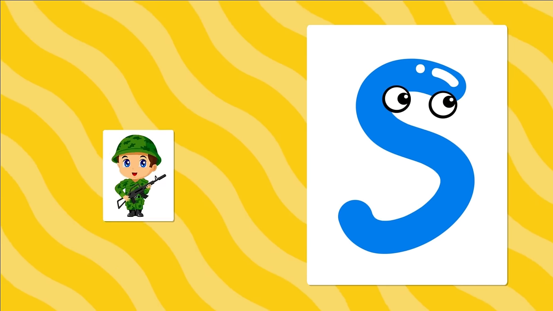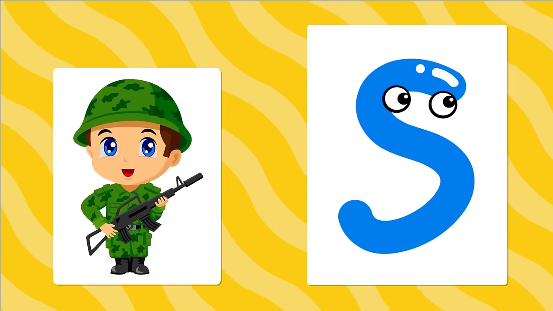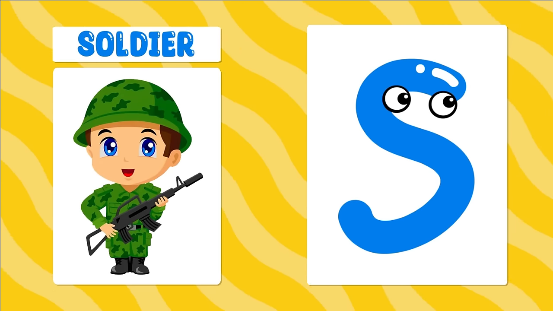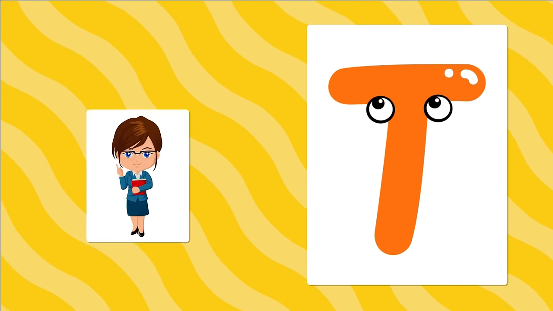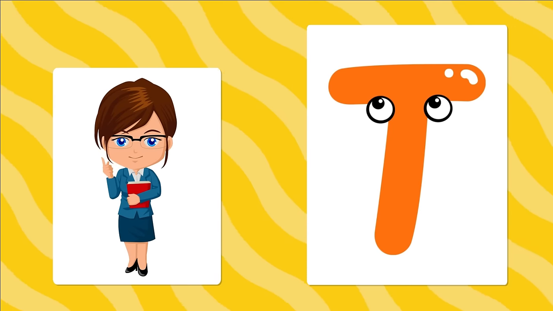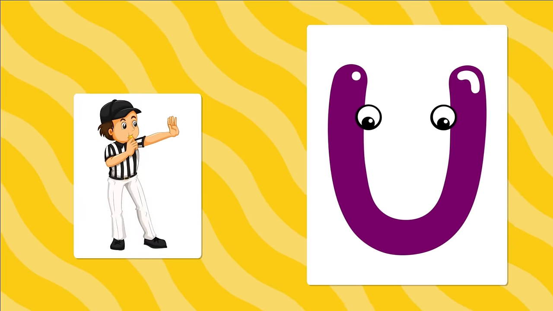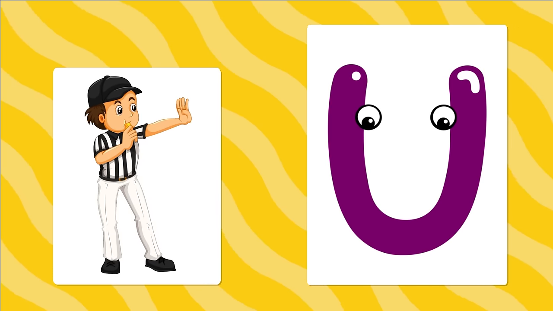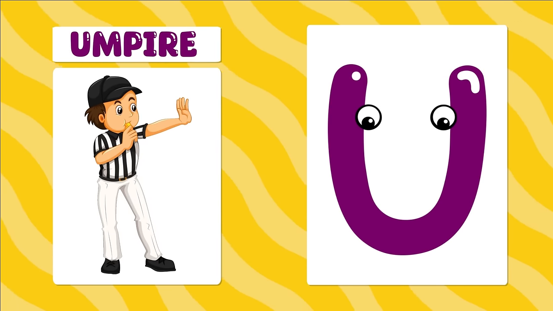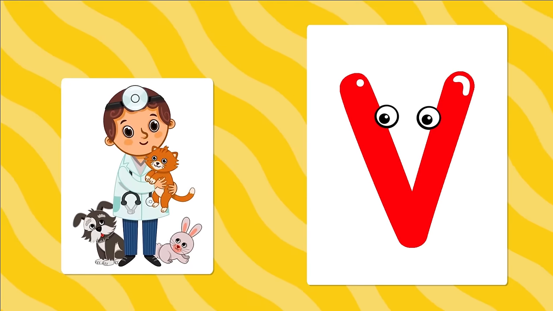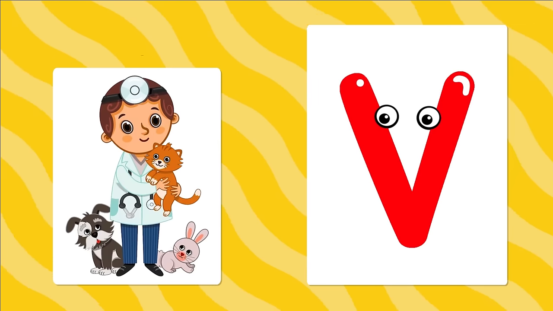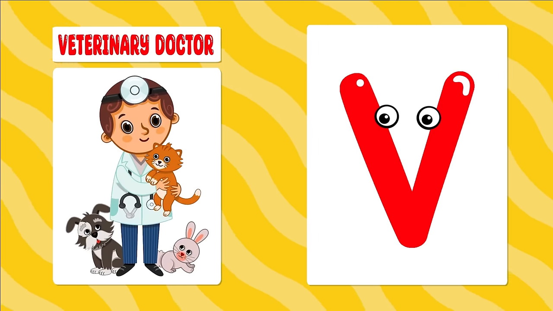S. Soldier. S is for soldier. T. Teacher. T is for teacher. U. Umpire. U is for umpire. V. Veterinary doctor. V is for veterinary doctor.